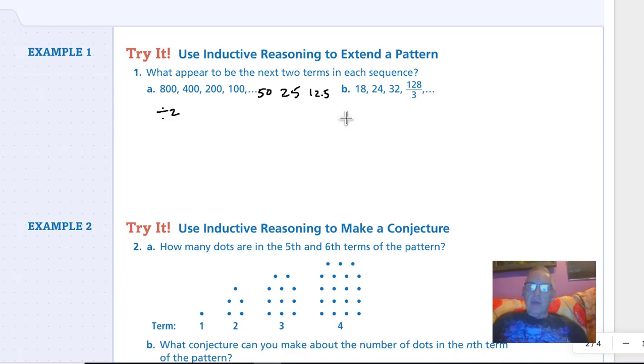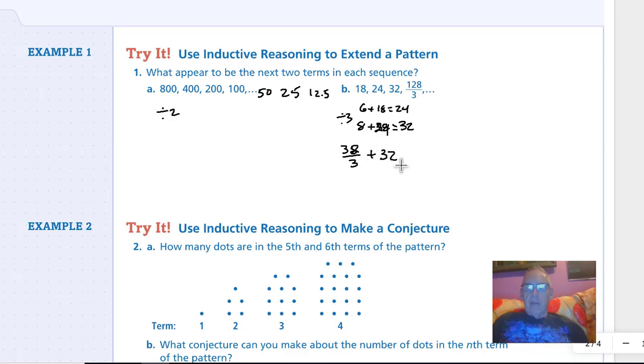Let's check it out and make sure that it works that way. So 18 divided by 3 gives me 6, and 6 plus 18 is 24. 24 divided by 3 is 8, and 8 plus 24 is 32. Now if I take 32 divided by 3 and add that to 32, let's see what we get.